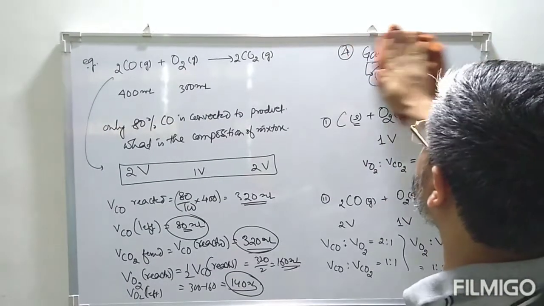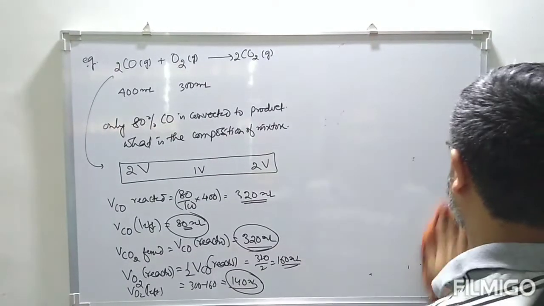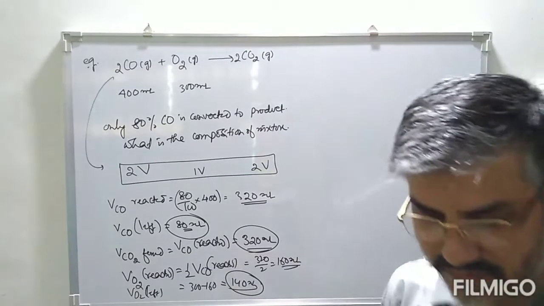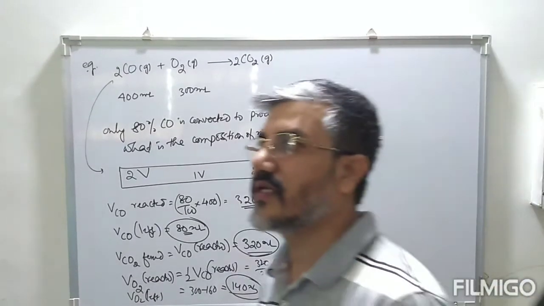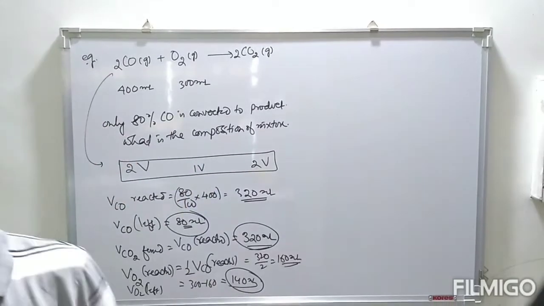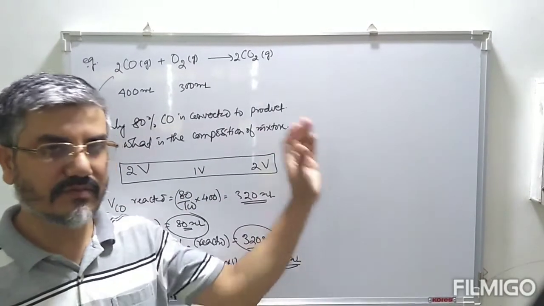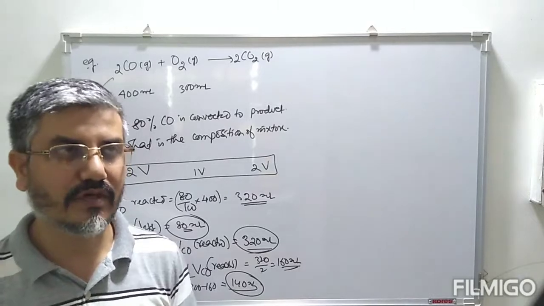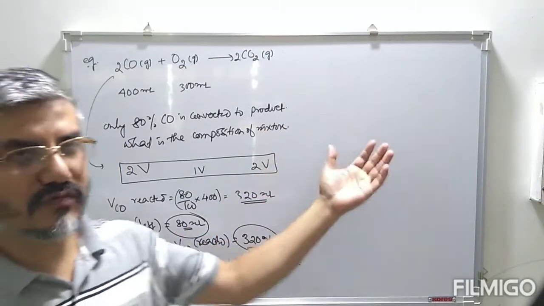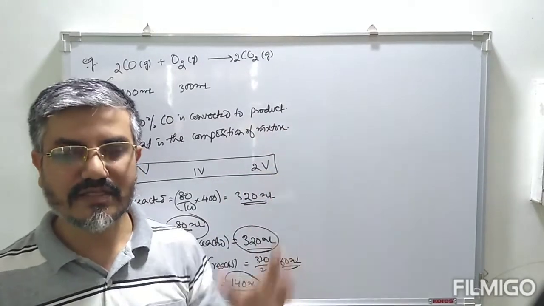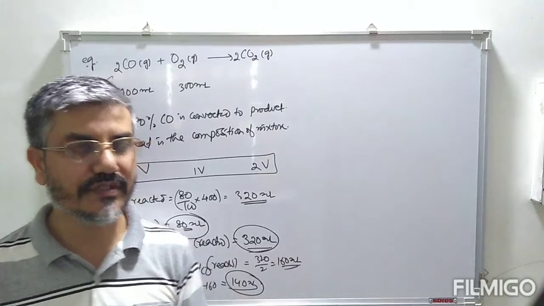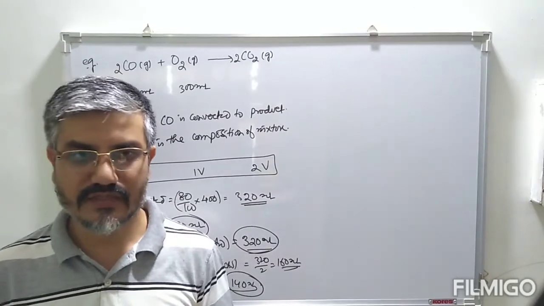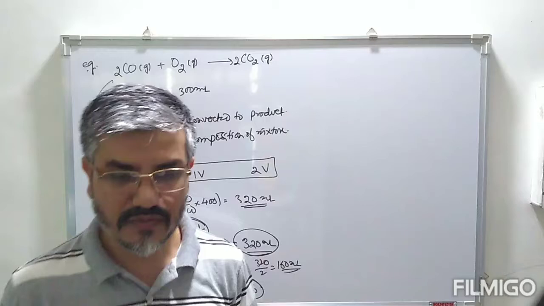After this, the first thing is that to apply this law of combining volume, the reaction should be completely balanced. So in solving these types of questions, the reaction should be completely balanced first. Without balancing the reaction, we cannot apply this law of combining volume. In the balanced chemical reaction, the coefficient of the gas will be taken as the volume ratio.